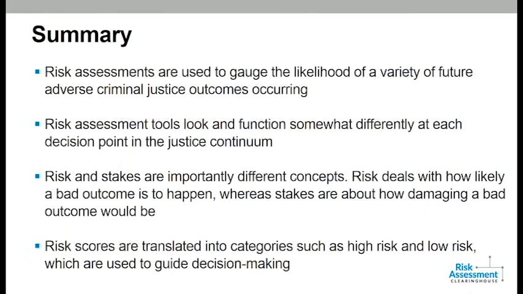So in summary, risk assessments are used to gauge the likelihood of a variety of future adverse criminal justice outcomes occurring. These adverse outcomes can include things like rearrest, reconviction, or failure to appear in court. Risk assessment tools look and function somewhat differently at each decision point in the justice continuum. Risk and stakes are importantly different concepts. Risk deals with how likely a bad outcome is to happen, whereas stakes are about how damaging a bad outcome would be. Risk scores are translated into categories such as high risk and low risk, which are used to guide decision making.